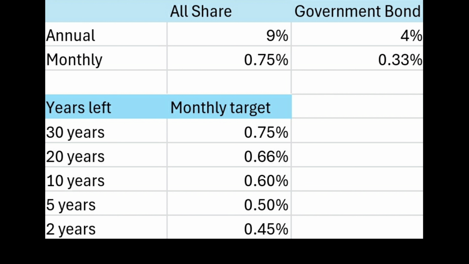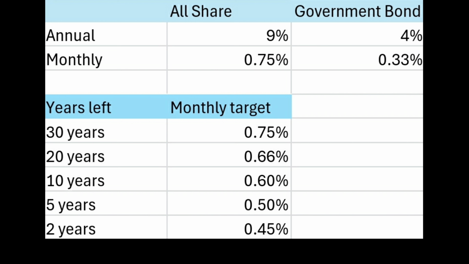I'm around 5 years away from needing to withdraw my investment as a pension. According to this chart that I work to, my target for each month is 0.5%. This puts me midway between the expected returns of the all-share stock and a government bond. In an average month, the all-share will return about 0.75% and the government bond 0.33%. I'd recommend that you come up with your own table based on your own risk appetite, and that you track each month the performance of your investments against your own target.